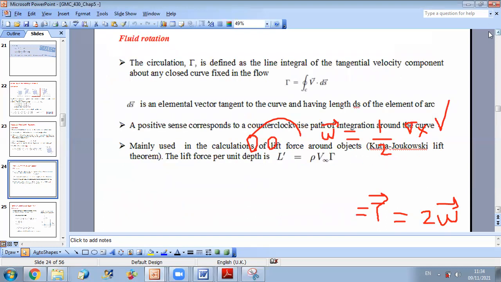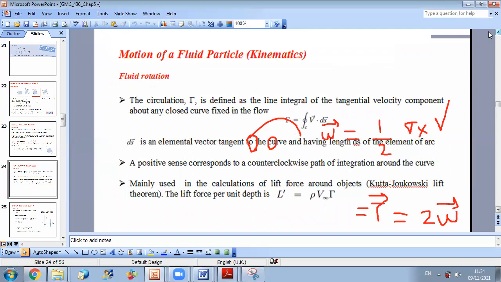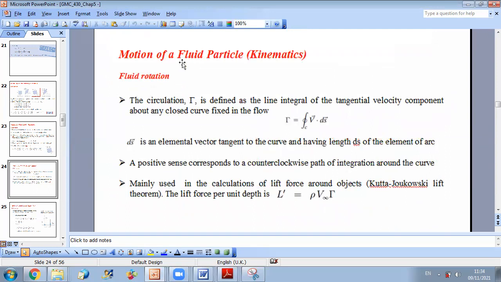Now, another important concept to define in fluid rotation is the circulation parameter. The circulation is a line integral of the tangential velocity component about any closed curve fixed in the flow. So we'll take an example of this. Circulation is defined as the integral over a closed curve in the flow of v dot ds, where ds is the streamline coordinate.